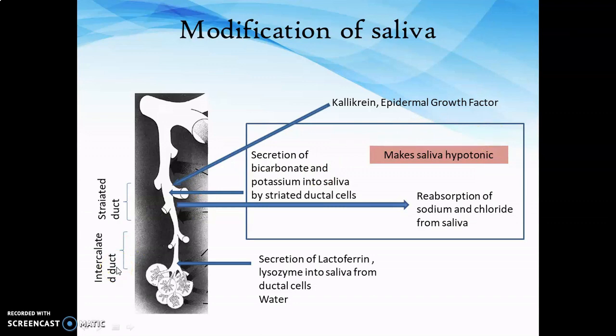Other than this, striated duct also synthesizes and secretes organic components like kallikrein and epidermal growth factor into saliva, and they are also involved in a small amount of protein reabsorption. Striated duct is relatively impermeable to water. So that's all about the important function of modification of saliva by the ductal system of salivary gland.